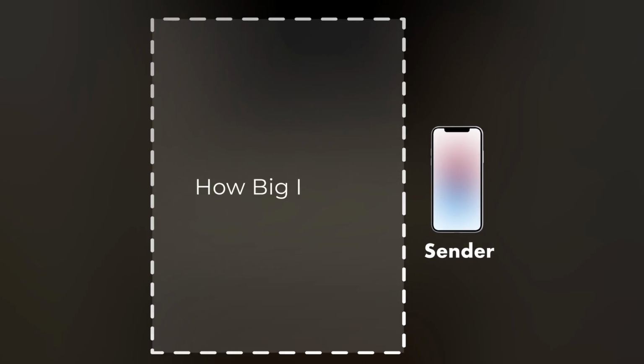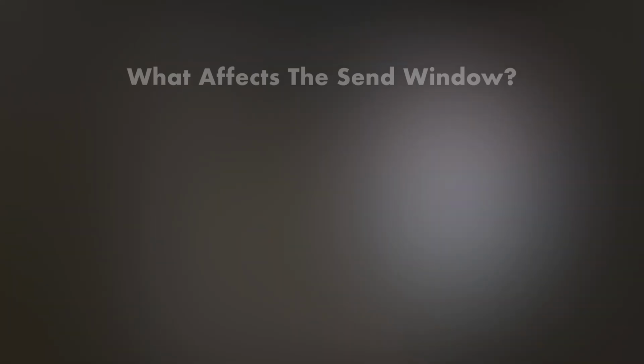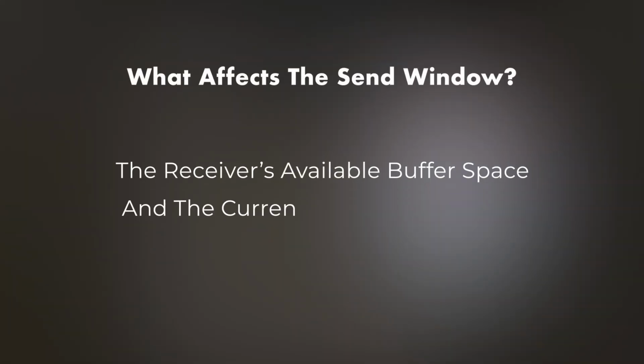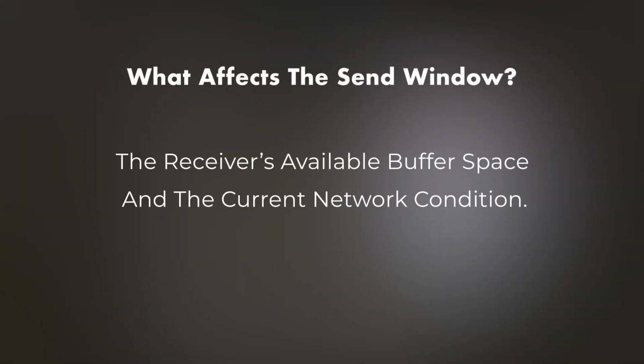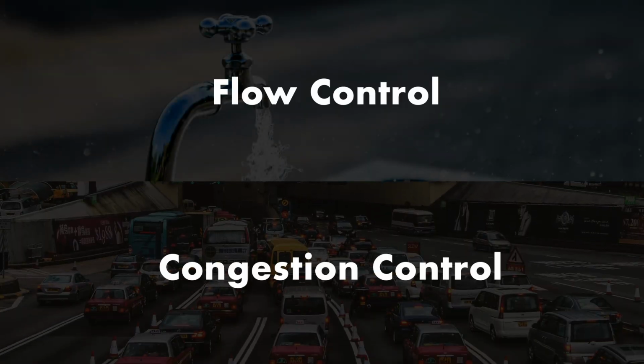You might wonder, so how big is the send window? Well, it's not fixed. It grows or shrinks dynamically based on the receiver's available buffer space and the current network condition. This leads us to TCP's fifth and sixth features: flow control and congestion control.